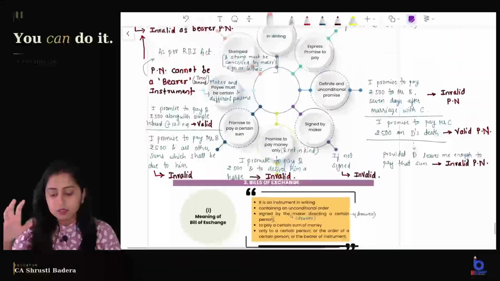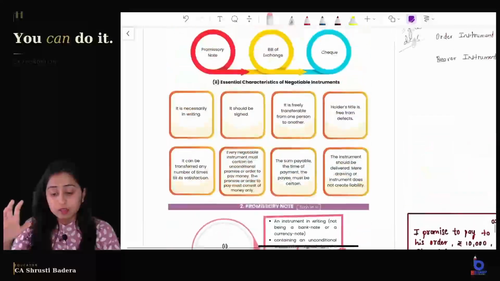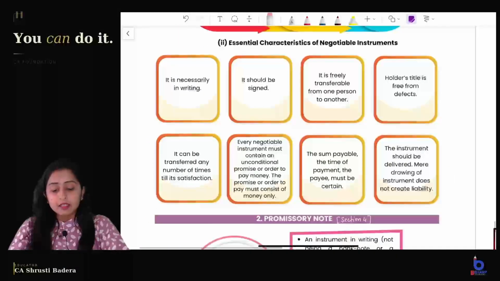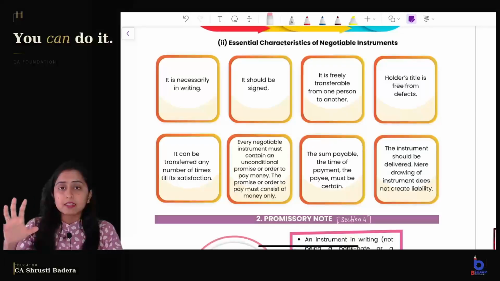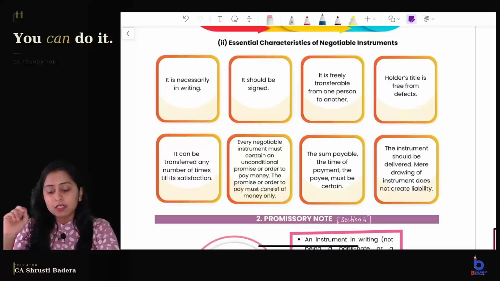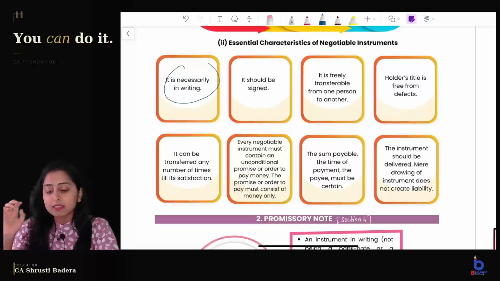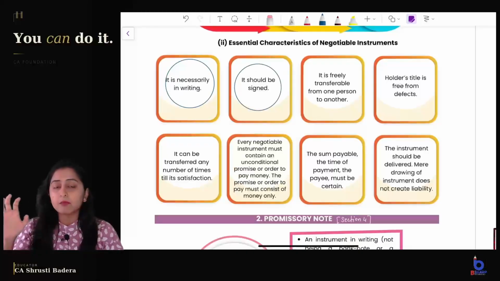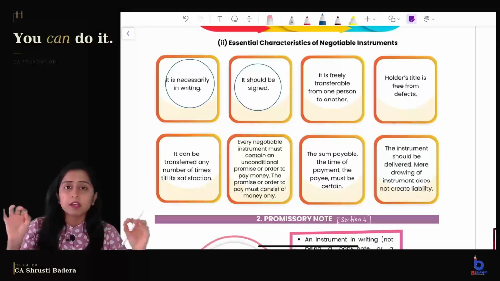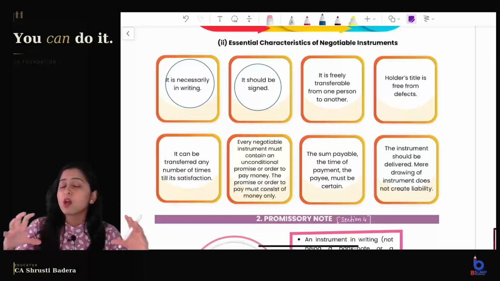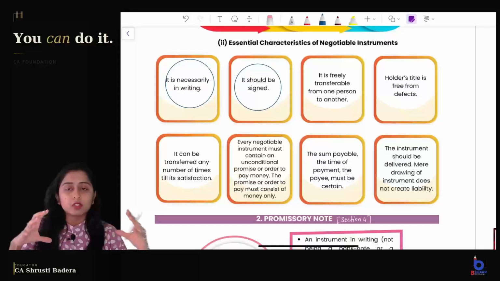Coming to the characteristics of a negotiable instrument. 8 to 9 characteristics you should remember for each category, and it is very common. It is a bonus question if it comes in the exam, right? So what is a negotiable instrument, that we have seen, but what are the characteristics? It is always in writing. It should be signed. I am not going to go into detail for each of the points. Wherever it is necessary that you need some explanation so that you can frame your answer accordingly, there we will look into the details.